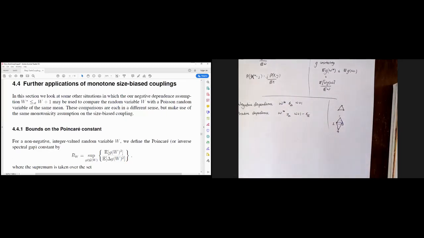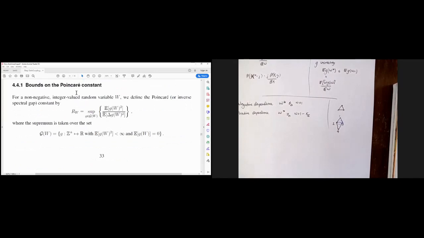I want to show you a couple of other ways in which we can compare W to a Poisson, and in which this monotonicity assumption, this negative dependence assumption, is also useful in terms of getting explicit bounds or comparison between these random variables W and a Poisson random variable.